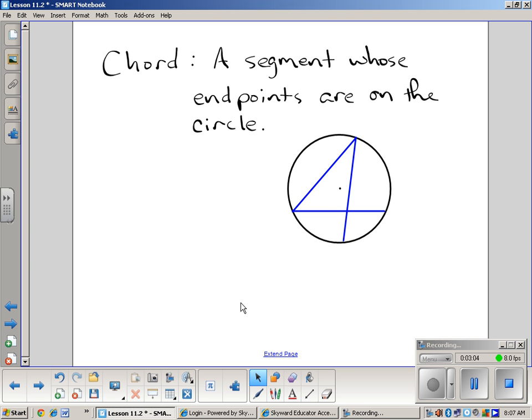Okay? But these are some chords, and if we wanted to name them, we'd have to have some letters on our circle, some points, I mean, on our circle. A, B, C, D. And so segment AB is a chord, segment AC is a chord, segment BD is a chord. Okay? Any questions on what a chord is?